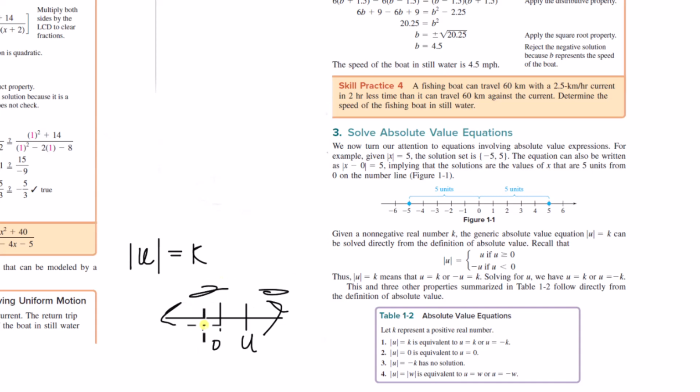Well, for the negative region, you say that you do this, right? Well, what is that? That's u is equal to minus k. And then the positive region is where u could be positive or 0. You just remove the absolute value. That's u is equal to k. And so that's what it says here. That's equivalent to u is equal to k, or u is equal to minus k.